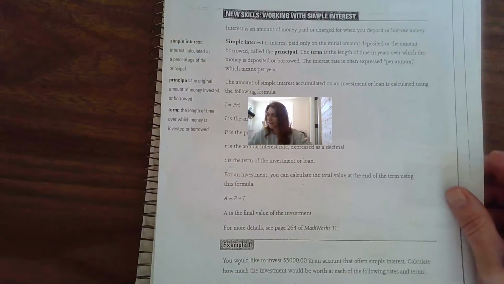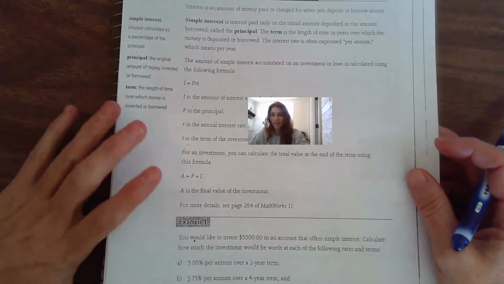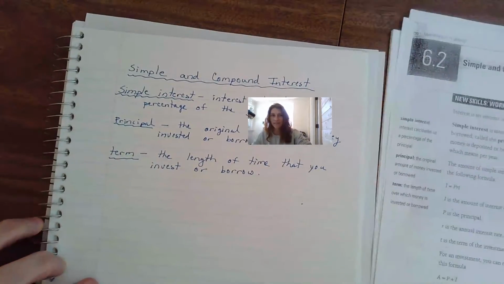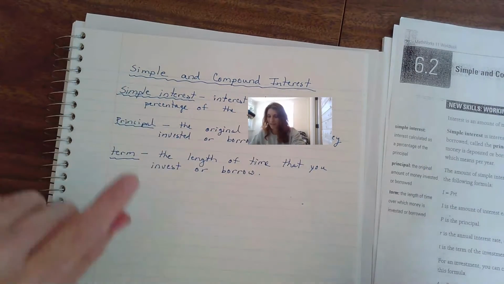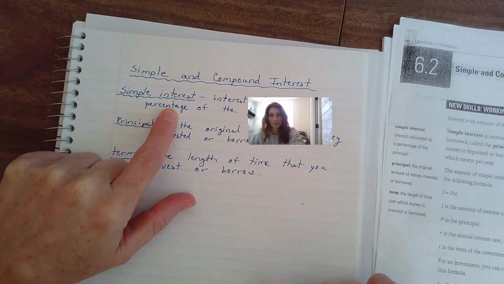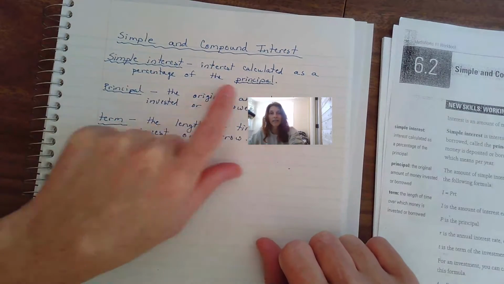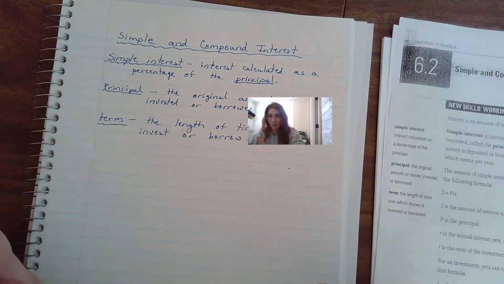Okay guys, welcome back. I'm going to give you a quick lesson. We were going over the difference between simple and compound interest. Now we discussed what simple interest was: interest calculated as a percentage of the principal.